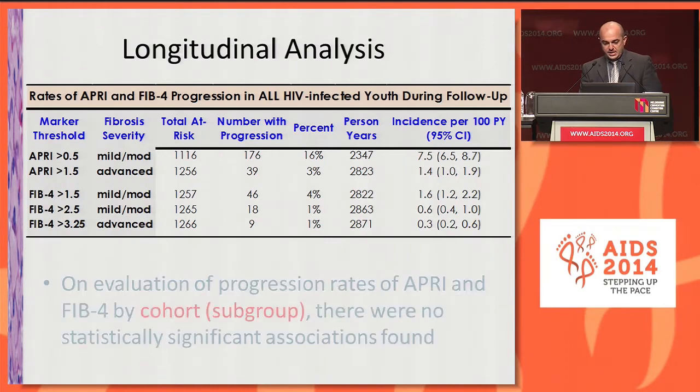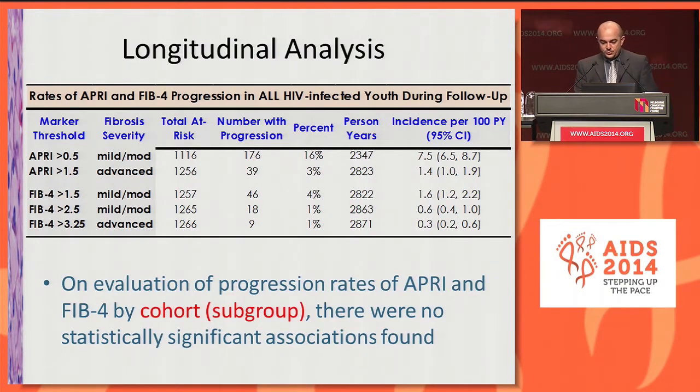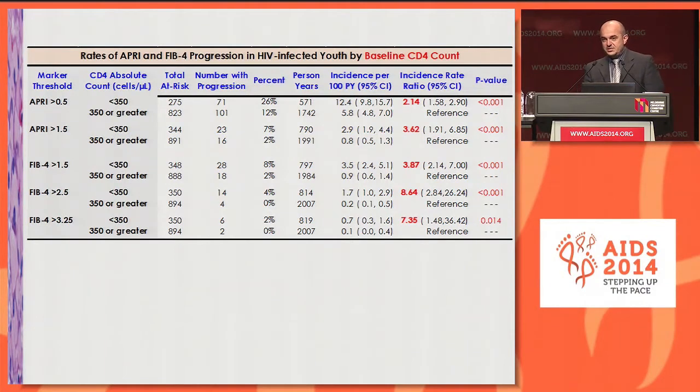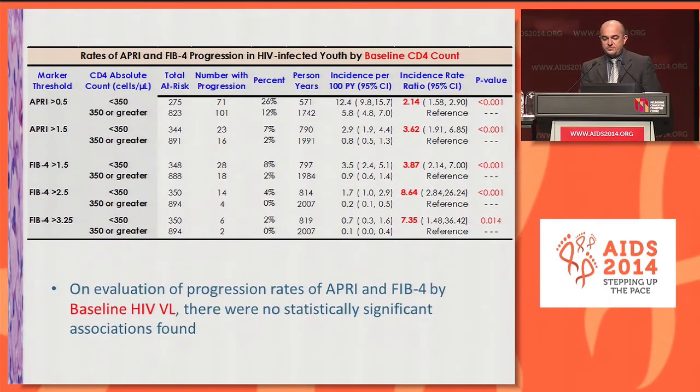On evaluation of progression rates of APRI and FIB-4 by cohort subgroup, there were no statistically significant associations found. However, by baseline CD4 count, across all of the clinically relevant thresholds for both APRI and FIB-4, a CD4 count of under 350 had an incidence rate ratio of anywhere from 2 to 8.64 greater.